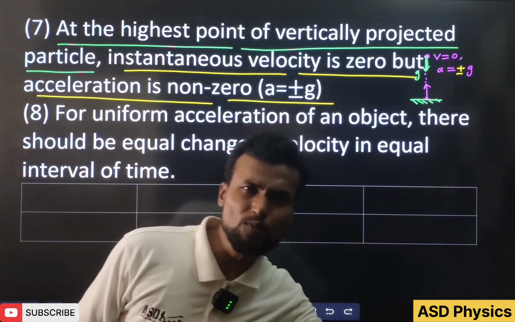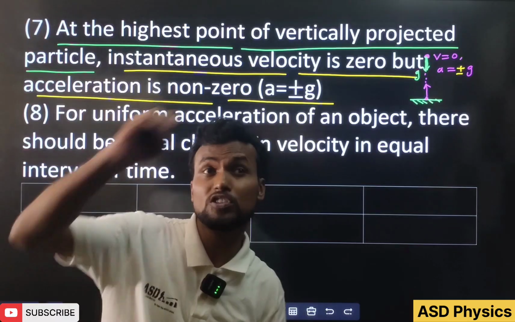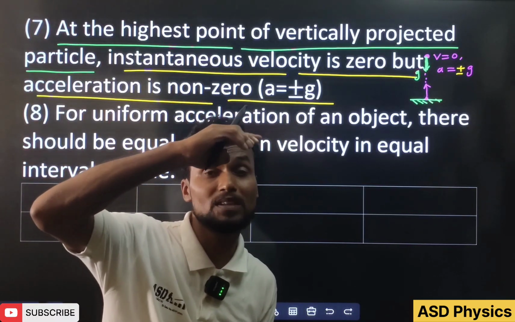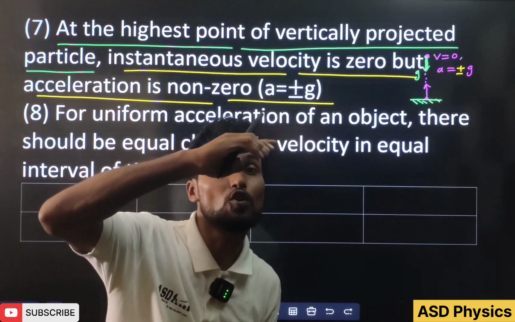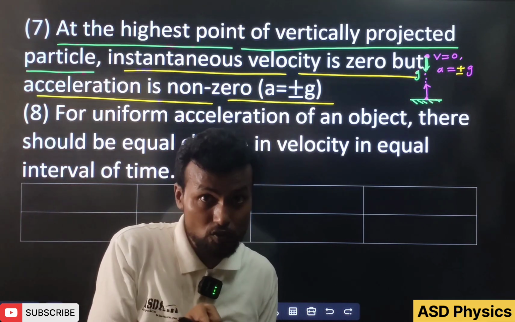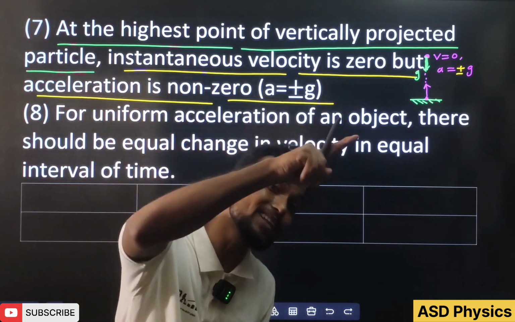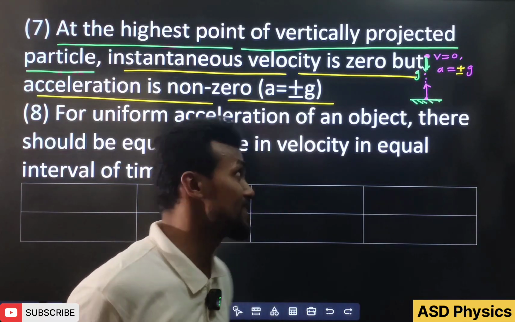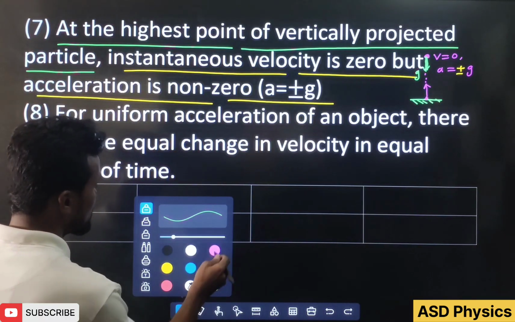In case of projectile motion, what happens here? In ground to ground projectile motion, at the highest point the velocity is the minimum. The component used to be, if you remember, u cos theta, and the gravity is downward, and at the highest point of the projectile motion it makes 90 degrees. Velocity and acceleration make how much angle? 90 degrees here. But here we are seeing the vertically projected motion.